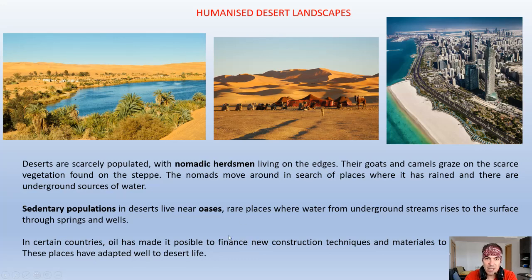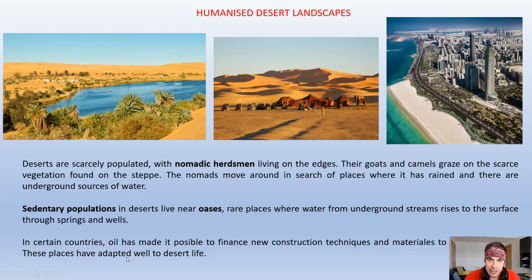We have also sedentary populations in deserts who live near oases. Okay, oases is the plural, oasis is the singular. Rare places where water from the underground streams, corrientes, rises to the surface through springs, manantiales, and wells, pozos. Okay, for example, this is an oasis, and here we have some houses.